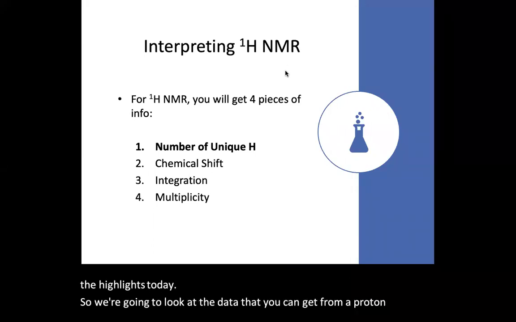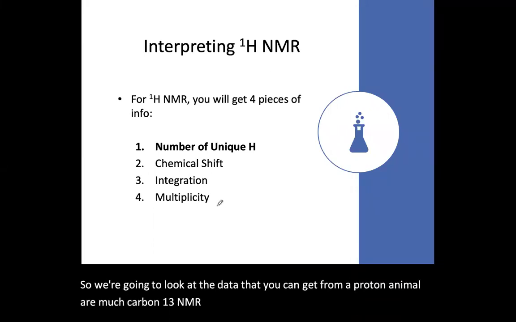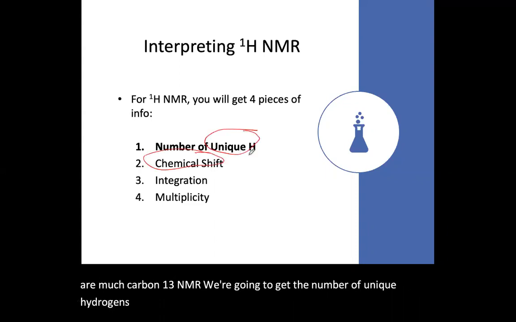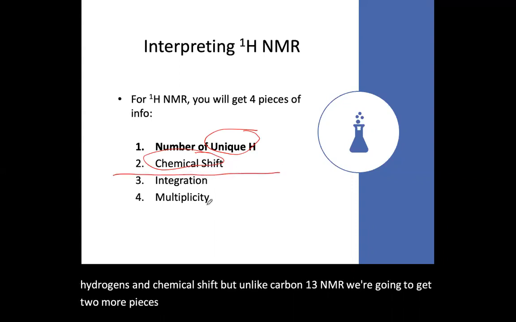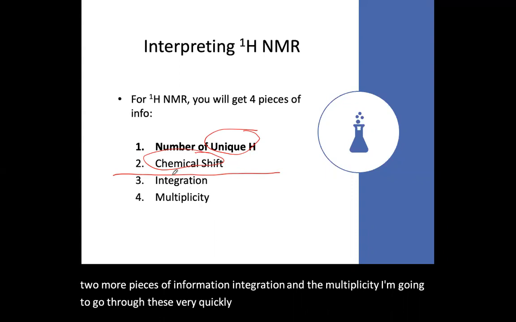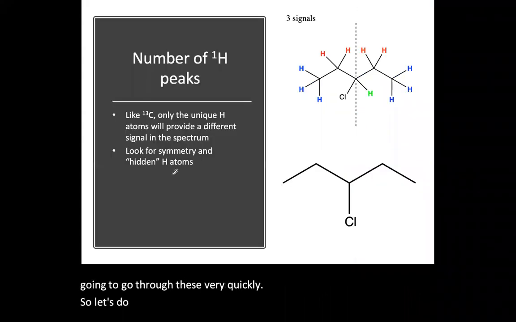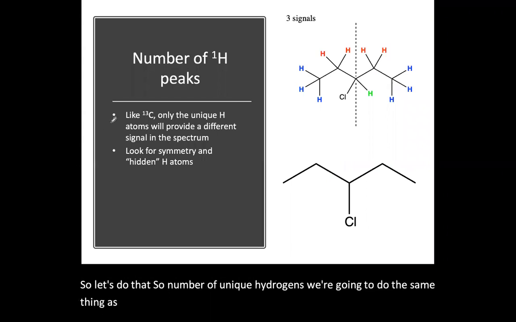Much like carbon-13 NMR, we're going to get the number of unique hydrogens and chemical shift. But unlike carbon-13 NMR, we're going to get two more pieces of information, the integration and the multiplicity. I'm going to go through these very quickly. So let's do that. So number of unique hydrogens, we're going to do the same thing as we did with pentane in the carbon-13 NMR.